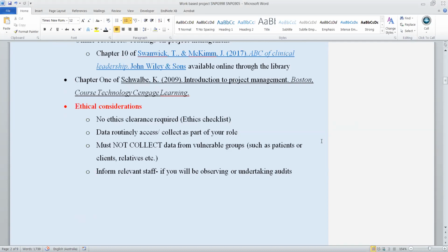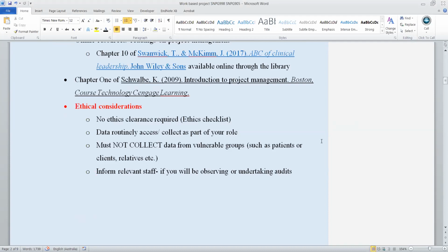I've talked briefly on ethical considerations, and I've spent some time on this. There are some resources online, and we spent some time during the face-to-face workshops going through ethical considerations and what it means. In a nutshell, you need to ensure that you do not require ethics clearance or approval for a project, simply because it can take anything between 6 months to 2 years to get ethics approval, and that's not practical within the timeframes available for this subject.